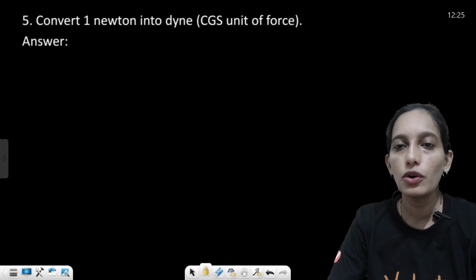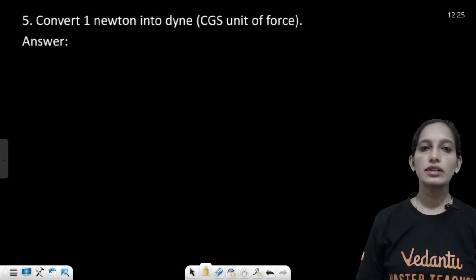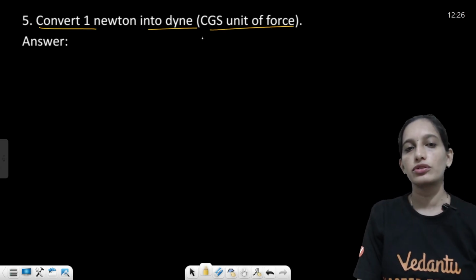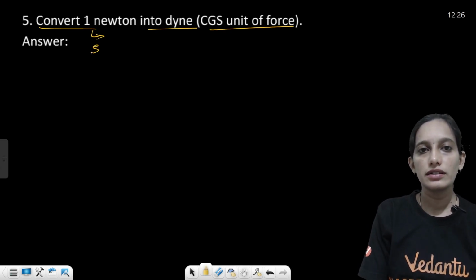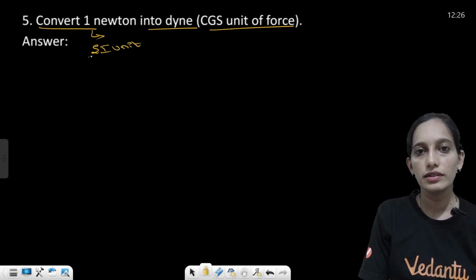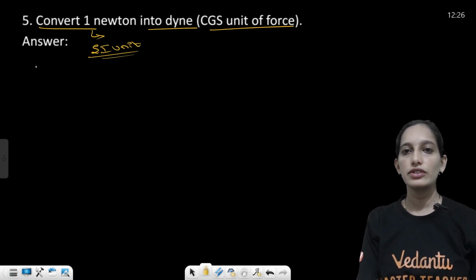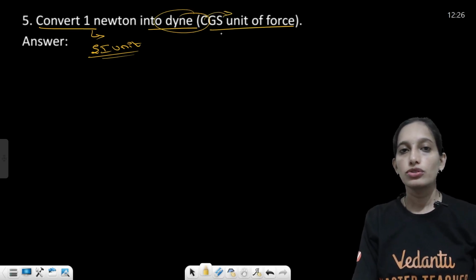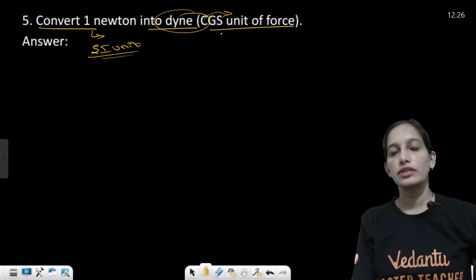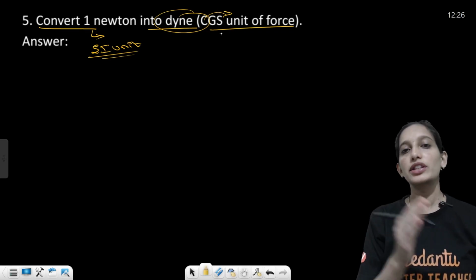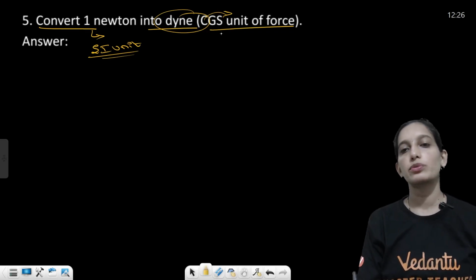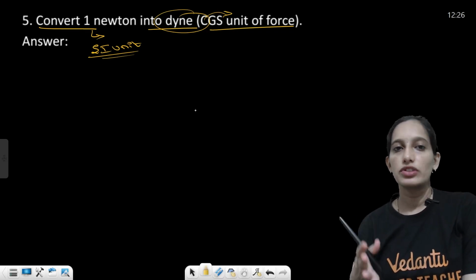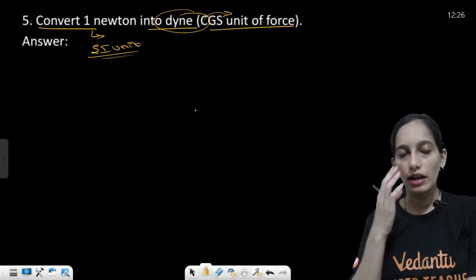We will move on to one more question, that is convert 1 Newton into dyne, CGS unit of force. So Newton, this is SI unit of force, correct? We know that Newton is the SI unit of force, whereas this dyne is the CGS unit of force. So now we have to convert 1 Newton into dynes. So 1 Newton is equals to how much of dyne, that is what we are supposed to find out. This is another application of the dimensional analysis, converting unit from one system to other system.